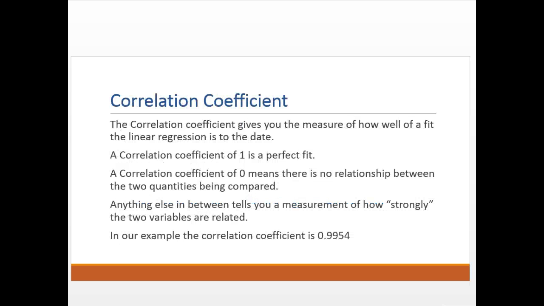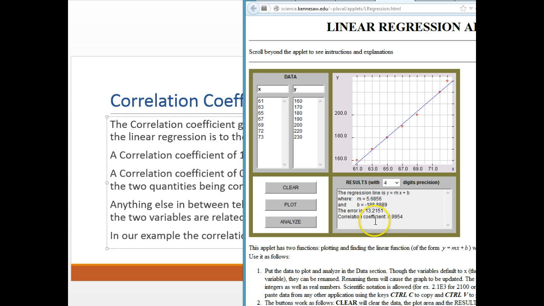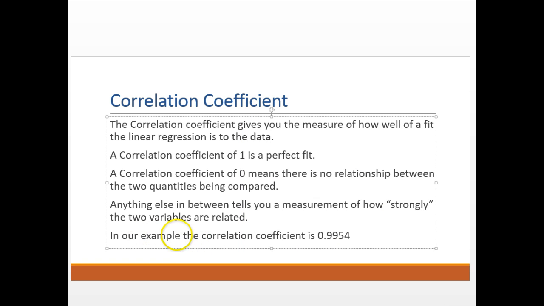The next part, the second question, asked about the correlation coefficient. Your correlation coefficient basically tells you how well of a fit the linear regression is to the data. In other words, how exactly does it fit in there. Now, the correlation coefficient runs between 0 and 1, where 1 is a perfect fit. If you get a correlation coefficient of 0, that means there's absolutely no relationship between the two data. And anything in between basically tells us how strong the two variables are related. We look back down here, our correlation coefficient was 0.9954, which basically means this is a very strong correlation between height and weight.